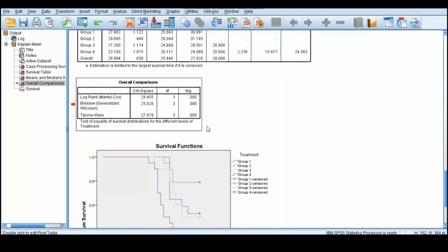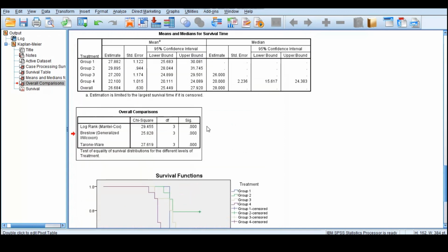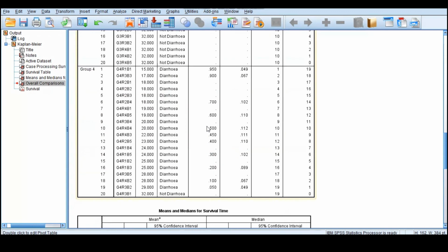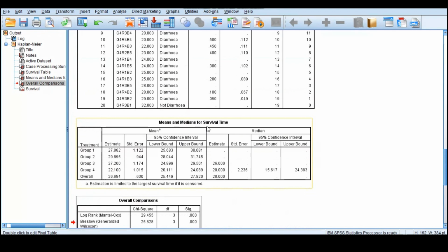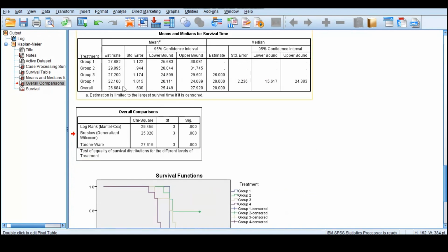So that is how to perform survival analysis in SPSS. The other thing that we can even do is compare between this group and the other group.